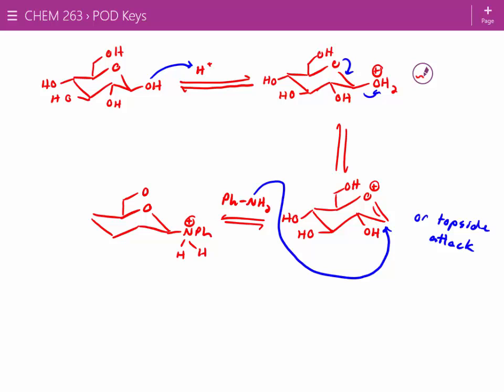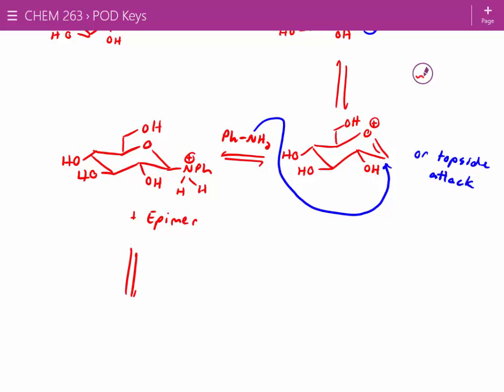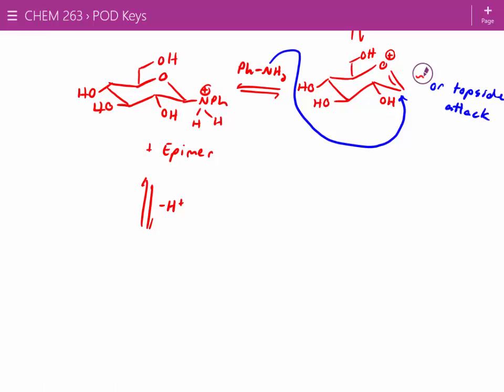All right, so we've got our precursor. And then last step, I'll also write plus epimer. Would be deprotonation. And we get both of our products. Would the water deprotonate it? In this case, water could deprotonate it or aniline. It's all under equilibrium conditions.